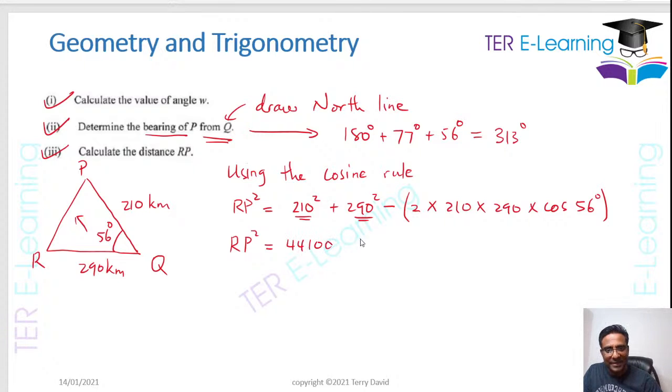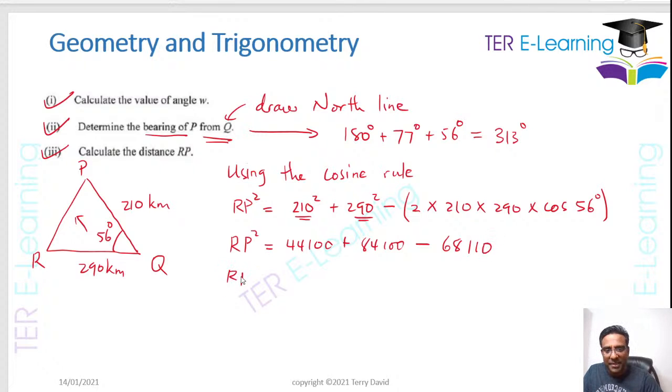I'm just going to write it out to make sure I don't make a mistake. So this is 290 squared, and that's 84,100. So this is 84,100 minus, and then you work out everything inside the bracket. So that's 2 multiplied by 210 multiplied by 290 multiplied by cosine of 56 degrees. What I'm going to get here is 68,110, right? I just rounded it off there.